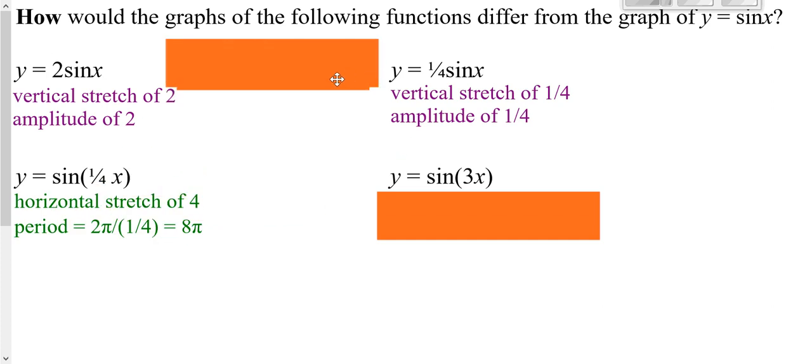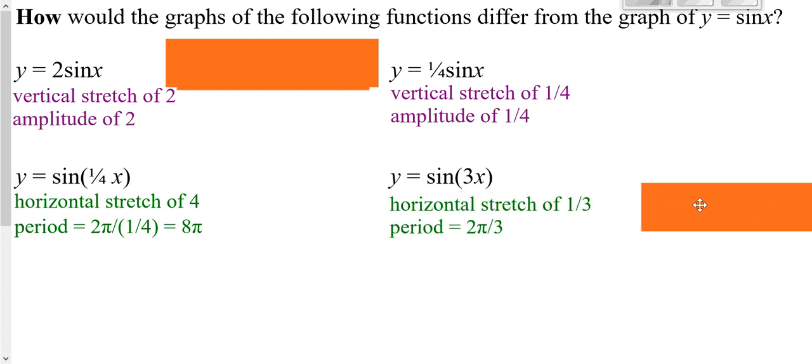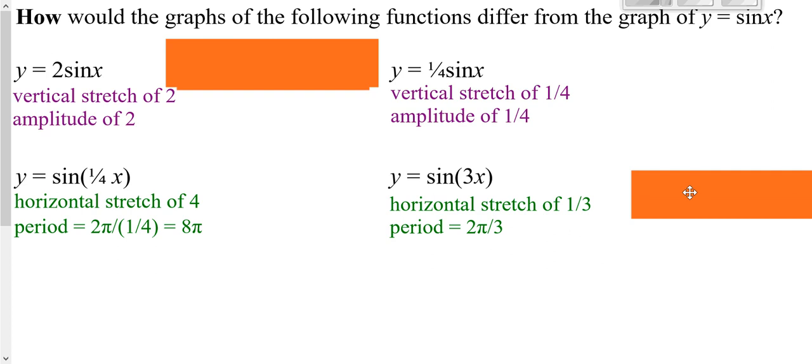Here we're inside the parentheses, so that's going to be a horizontal stretch, and it's going to make it a horizontal stretch of 4. Your period was 2 pi, it's 4 times more, so it's going to be 8 pi. Here, your horizontal stretch of 1/3, and so then you're going to have a period of 1/3 of 2 pi, or 2 pi over 3.